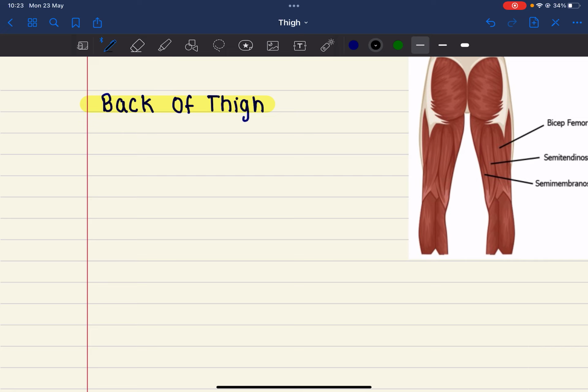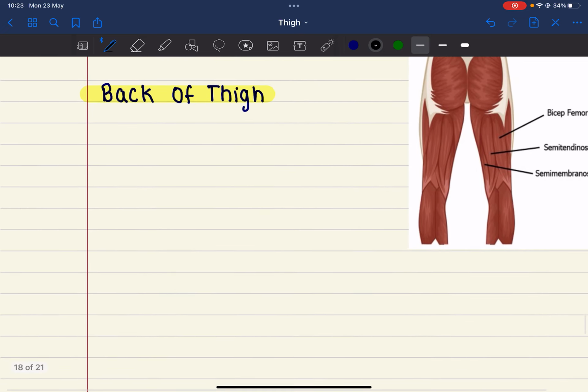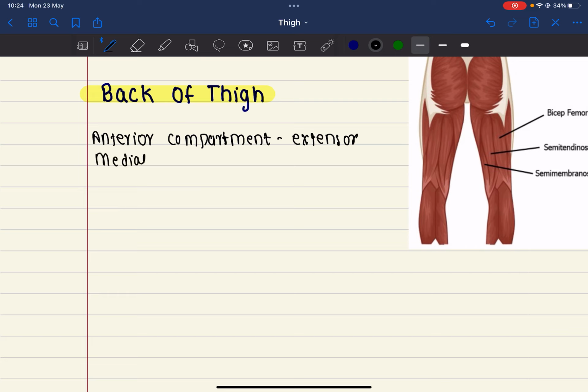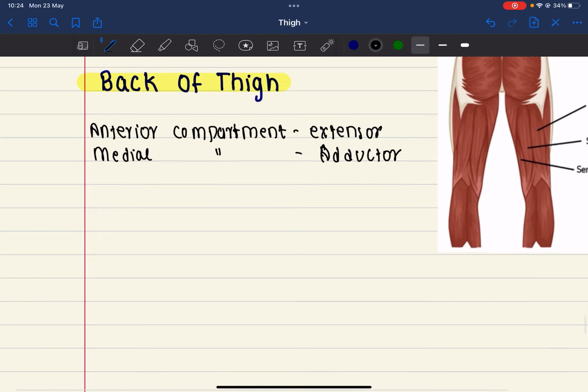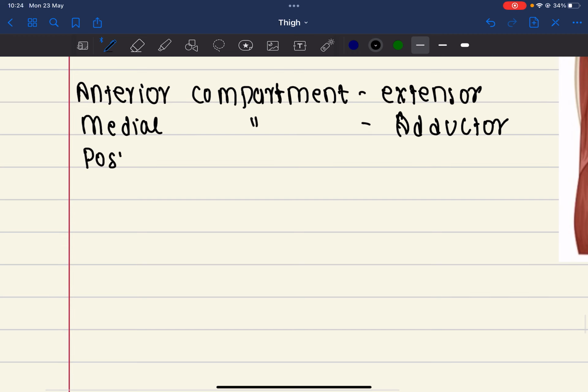र हामी सबैलाई थाहा छ हाम्रो thigh को anterior compartment, it is the extensor compartment. And thigh को medial compartment, it is the adductor compartment. And thigh को posterior compartment, it is the flexor compartment.